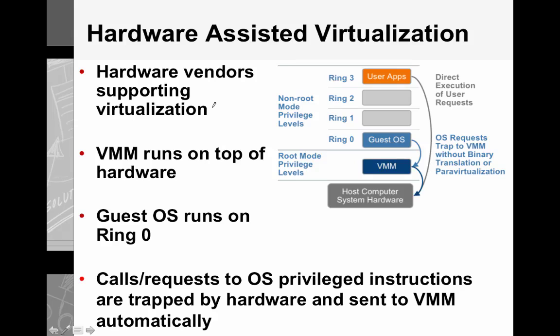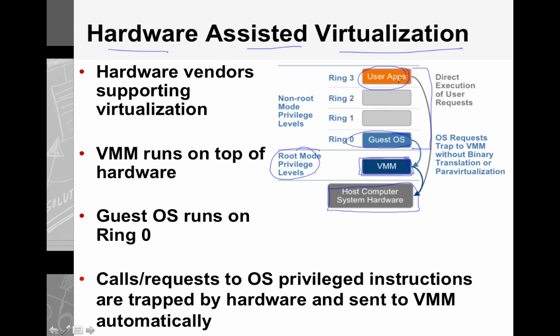The next model is called hardware-assisted virtualization. In this model, the hardware vendors are providing some capabilities in terms of virtualization. You have the hardware, and then you have the Virtual Machine Manager, which is the hypervisor software running over there with root mode privileges. And then you have your normal four levels, ring 0 through ring 3. Your operating system is going to run on ring 0, which is the guest operating system, and it doesn't have to be modified. And then the user applications are also running in ring 3.